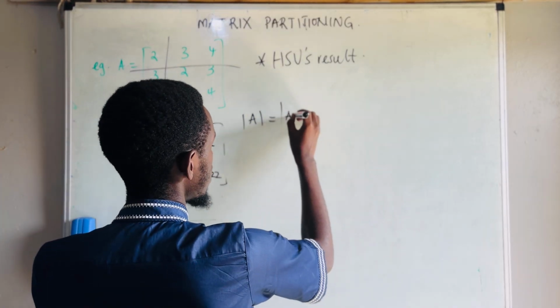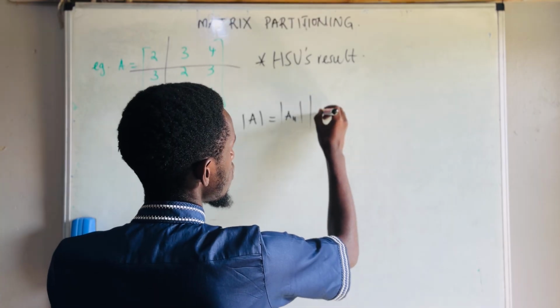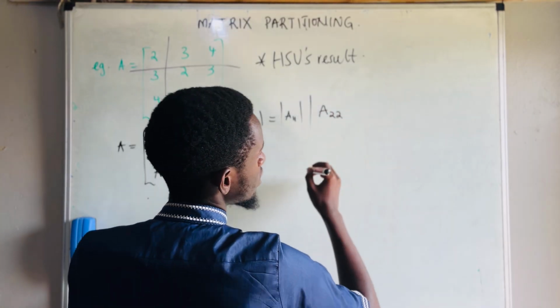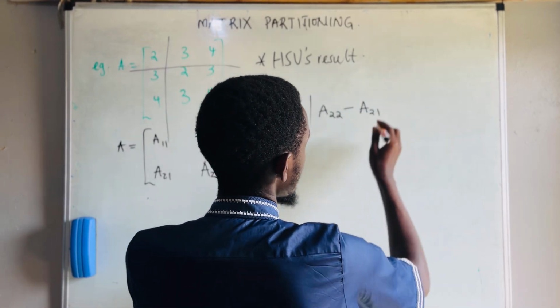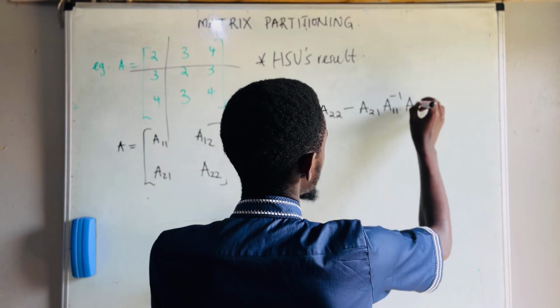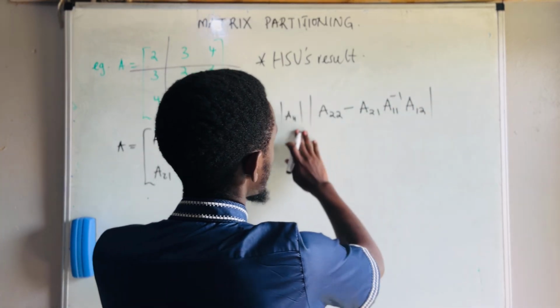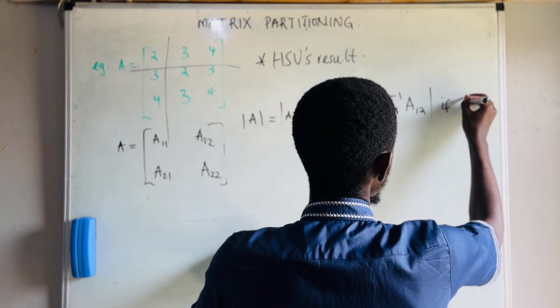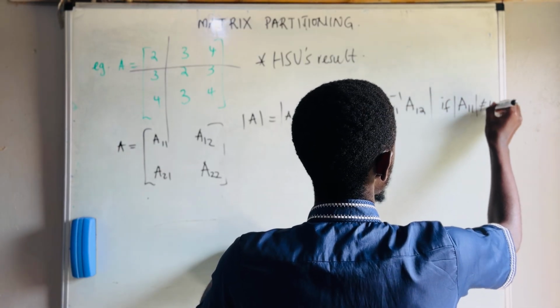Determinant of A11 times the determinant of A22, minus A21 times A11 inverse times A12, the determinant of the whole of this thing, given that the determinant of A11 is not equal to 0.